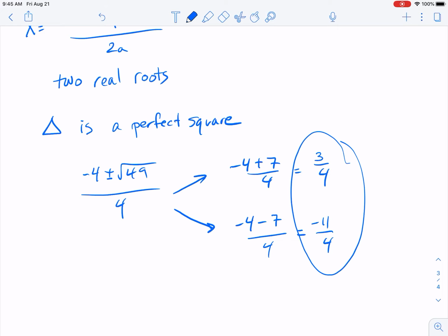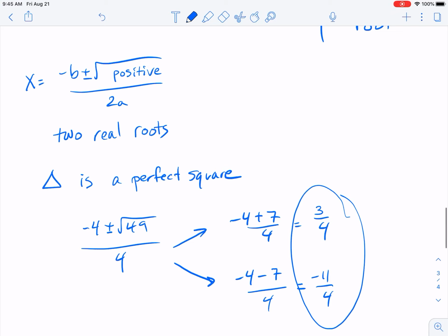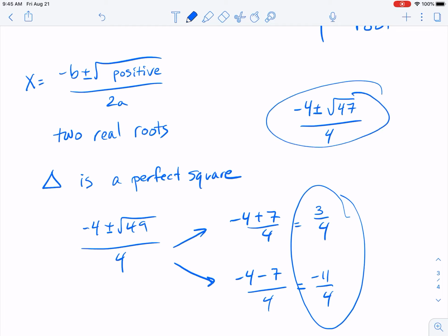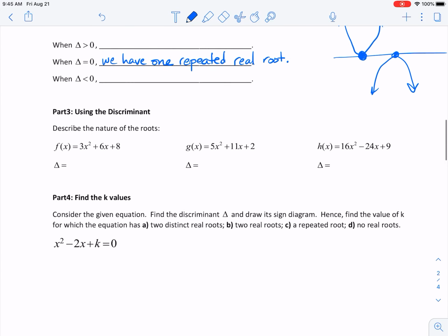So if the discriminant is positive, then we get real roots, but it could have been something like negative 4 plus or minus the square root of 47 over 4. Well, I don't know the square root of 47 off the top of my head. I know it's a little bit smaller than 7, but that's not very helpful. So this is not rational, but it's still two roots, and they're both real.